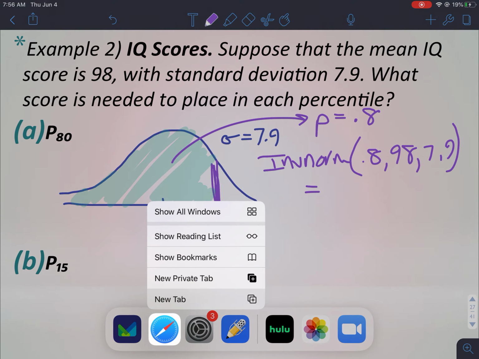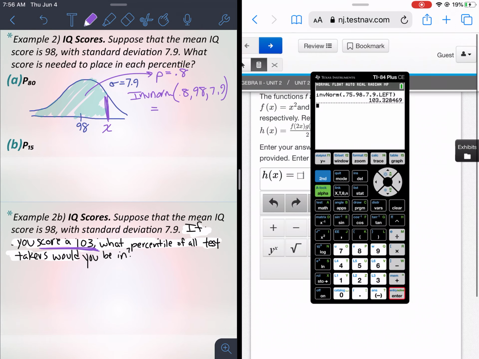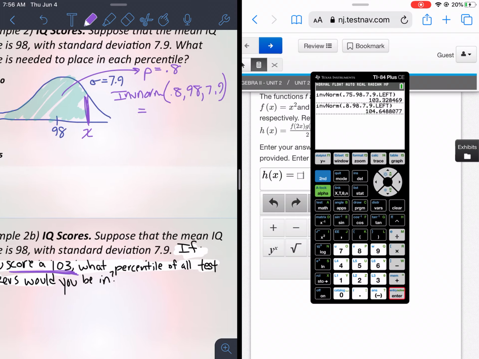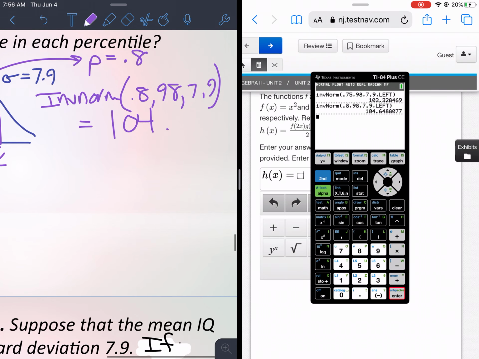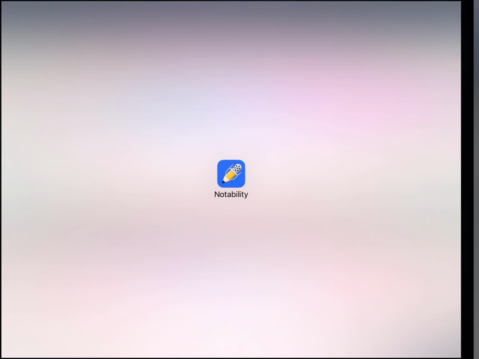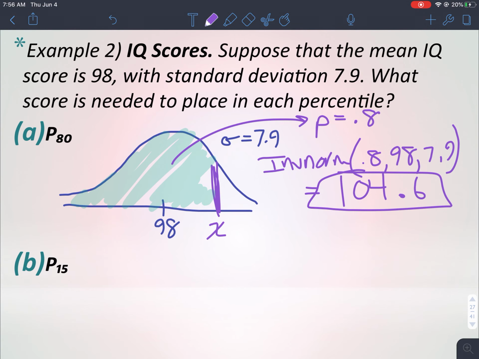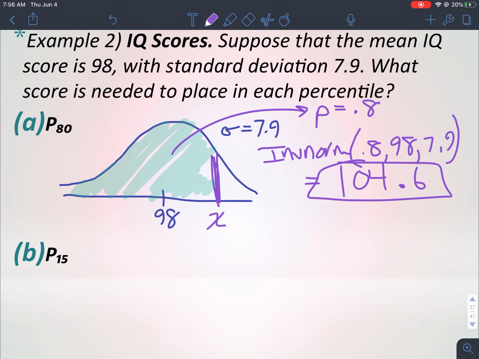Let's bring up the calculator again. Inverse norm of 0.8, 98, 7.9, to the left, and I got a score of 104.6. At this point, please pause the video, try example 2b on your own, and see if you can come up with the score that would put somebody in the 15th percentile of all test takers.